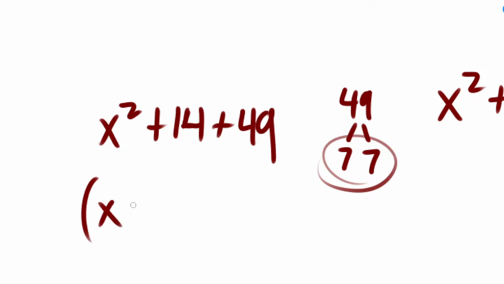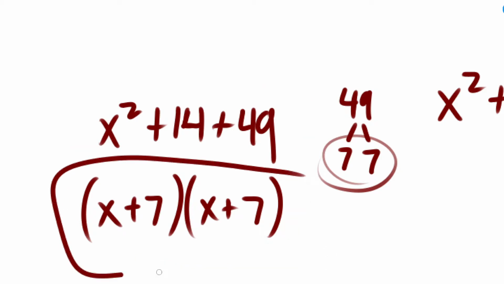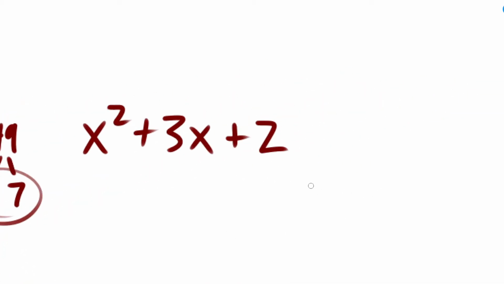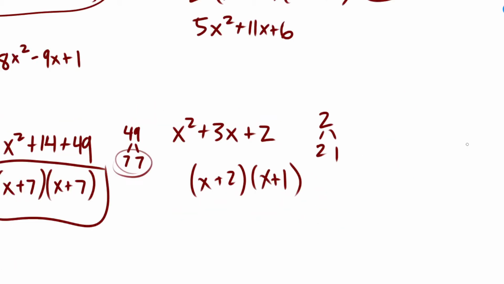So we'll set up the hippo butts. X plus 7, X plus 7. That's our answer. Well, I didn't need to circle the whole thing. Easy. So here's A times C, which is 2. And then that can be 2 and 1. Those are the only factors for that. And so we have an X plus 2 and an X plus 1. Okay, easy. I prefer hippo butts.